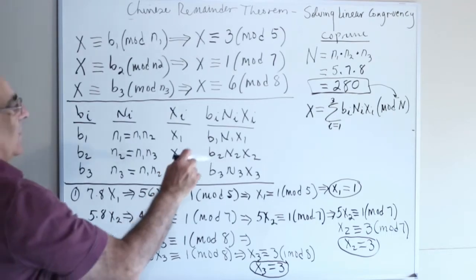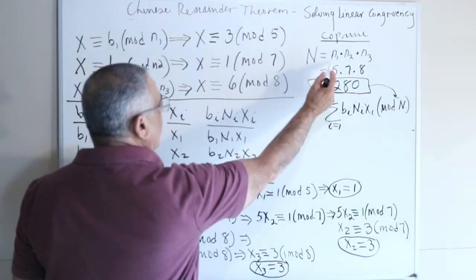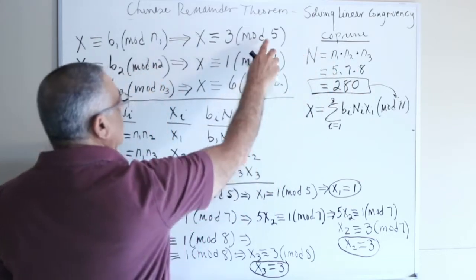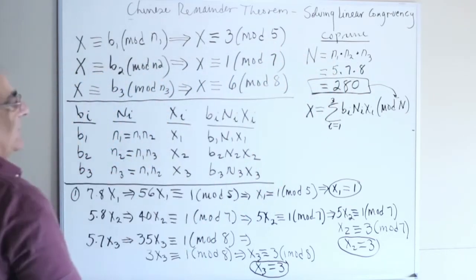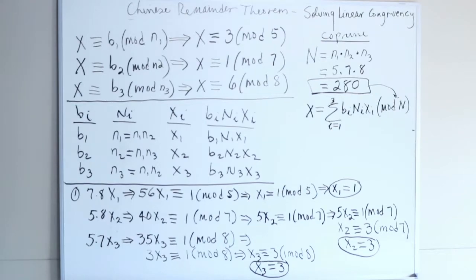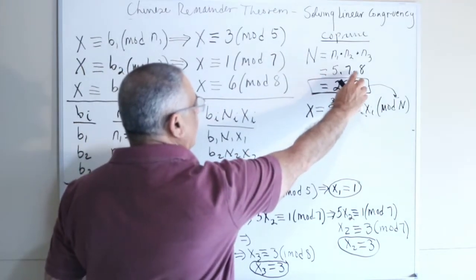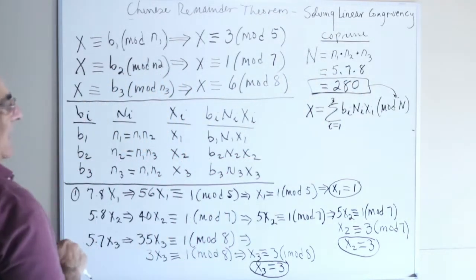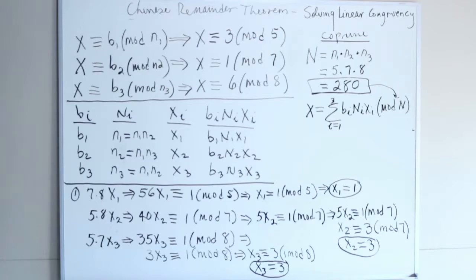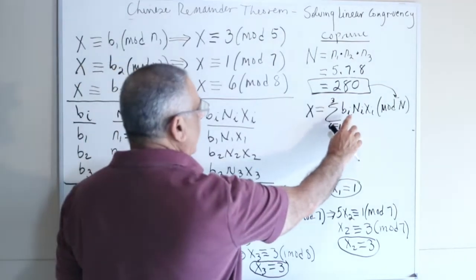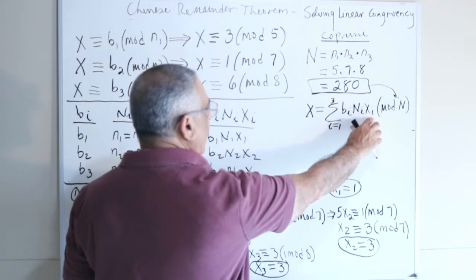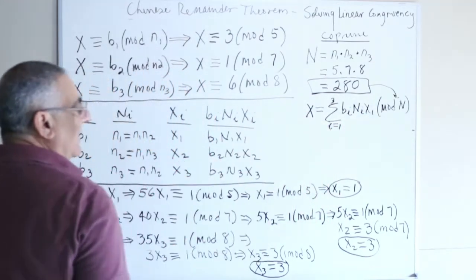Now, we're looking at N, which is N1 times N2 times N3. Don't forget, 5, 7, and 8 have to be co-prime. Co-prime means that if you take the GCD of any two of them, the GCD has to be 1. So when I multiply 5 times 7 times 8, I get 280. Now the goal is to take the summation of b sub i, n sub i, x sub i mod n, and that should give me a value of x.